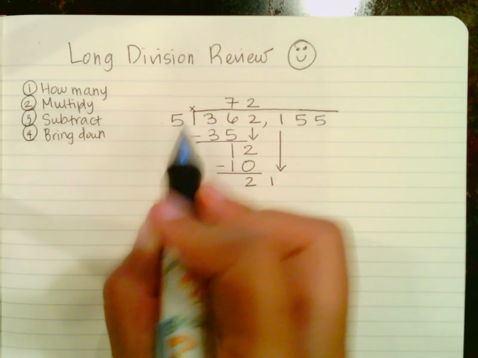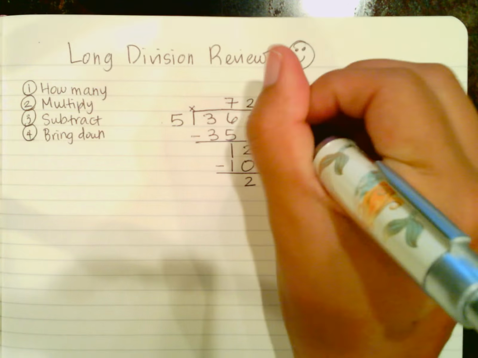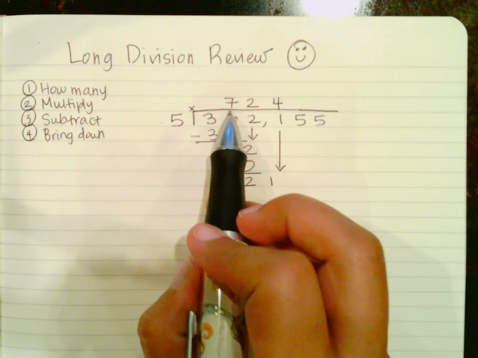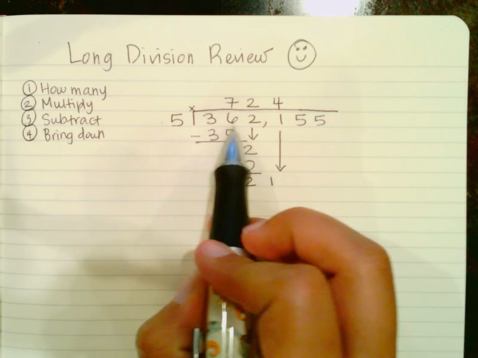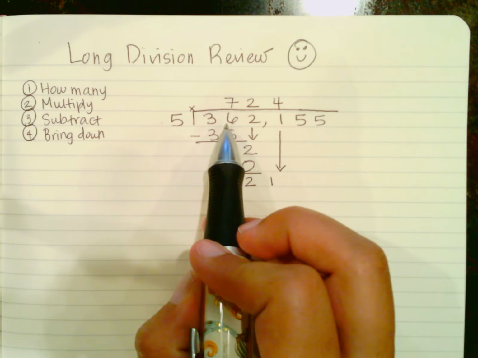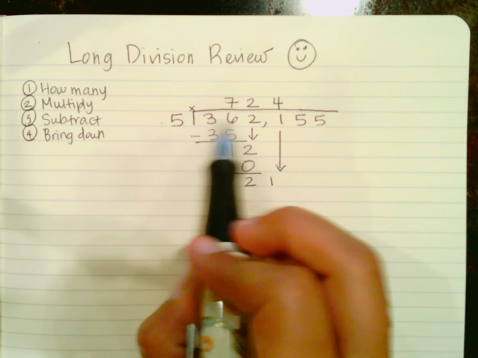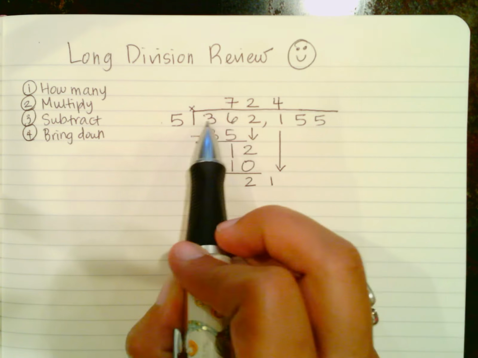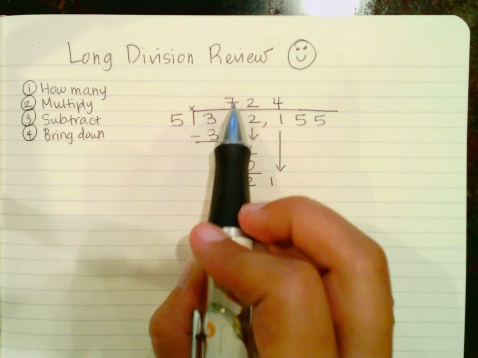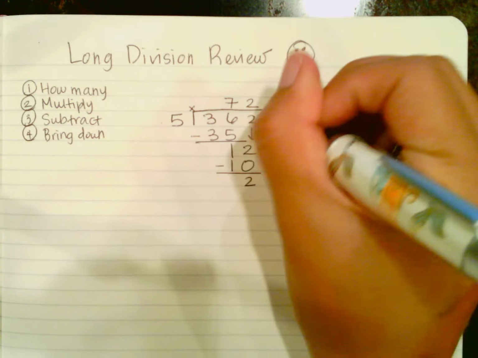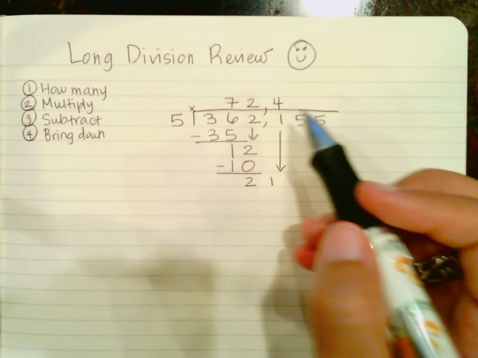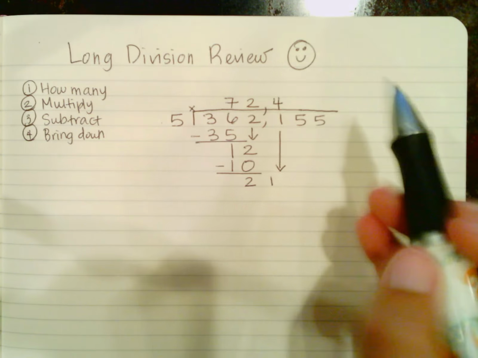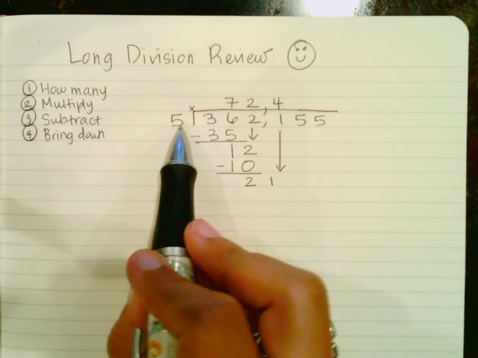How many times does 5 go into 21? It's 4. And notice how I'm keeping these lined up here. You should always put the number of how many above the number you're going into. So we went into 36, so the 7 goes above the 6 because we want to keep our commas and any possible decimals lined up as well.